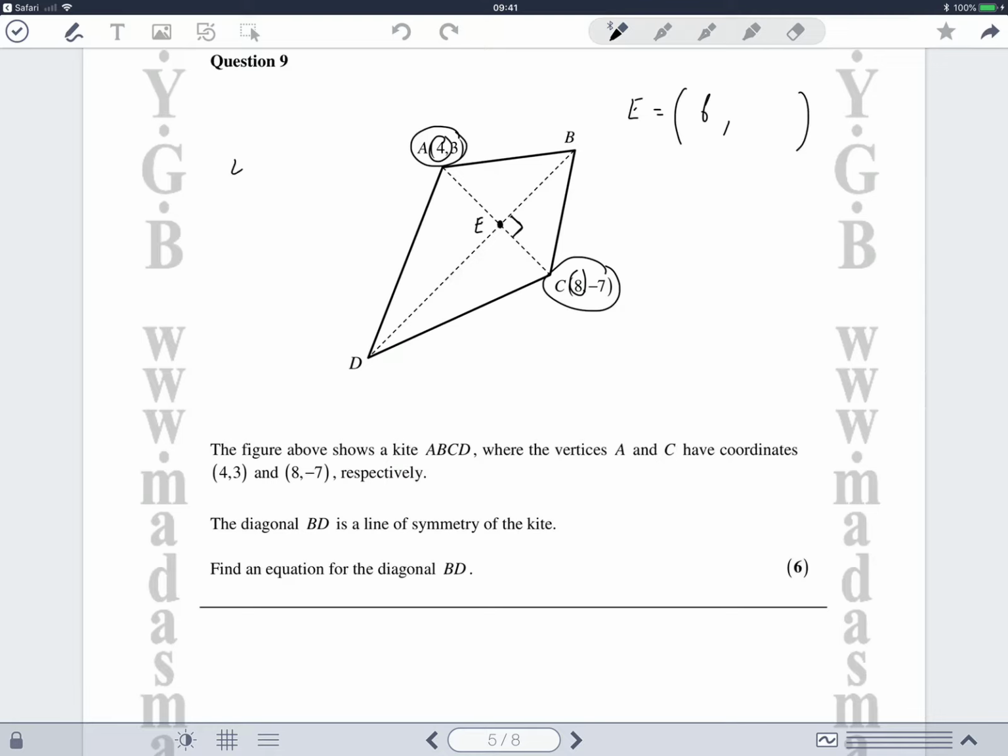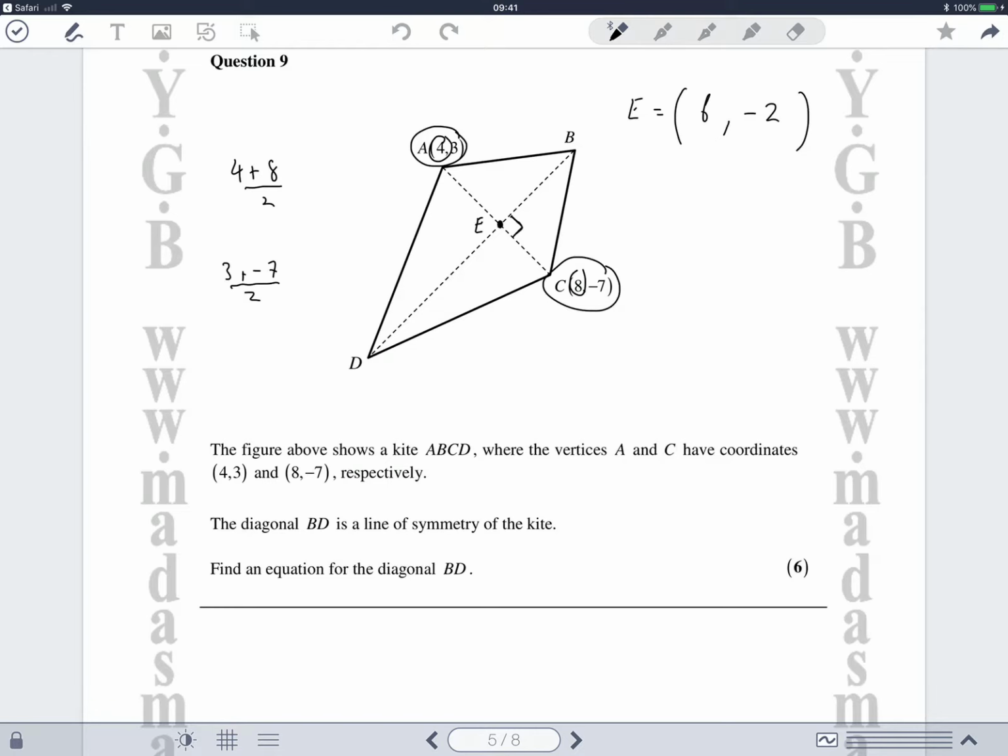Or another way you can do it is you can add the two coordinates together and divide by 2. And the halfway point between 3 and -7, well, let's do that. 3 plus -7 over 2. Well, 3 minus 7 is -4, divided by 2 is -2.